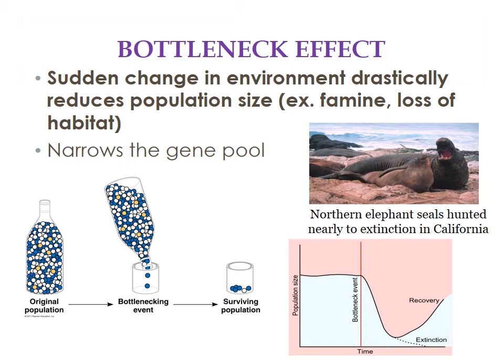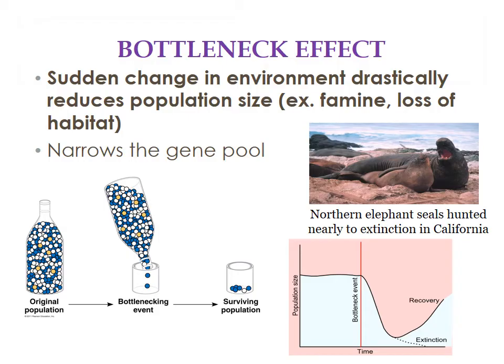The same thing is happening with the northern elephant seal in California. You can see a population size graph on the bottom right here, how it was pretty stable. Then we started hunting them, and we almost put them to extinction. So we lost a lot of the variation, and now they're slowly recovering, but there's still not many in the wild anymore. So that's the idea. So humans also can be the bottlenecking event.